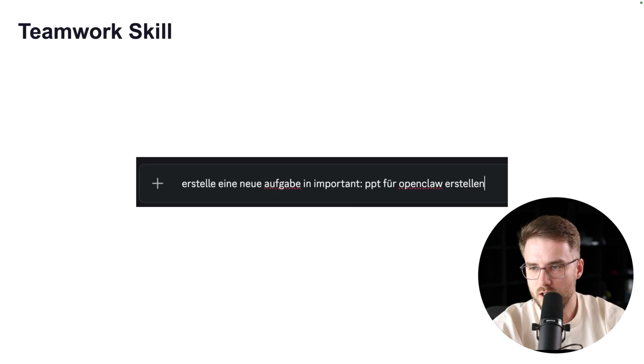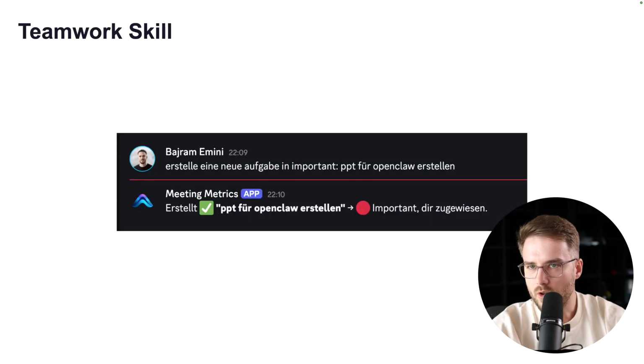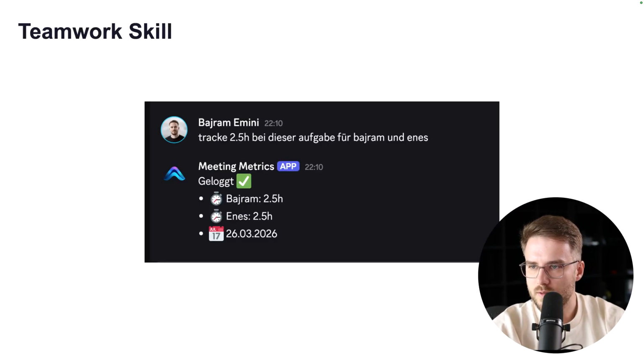I can also just tell it, create a new task. I'll put it in important, create PPT for OpenClaw, and also the presentation you see was created with the help of OpenClaw. There I see a minute later it created the PPT, or rather the task, create PPT for OpenClaw. It assigned it, and then when I'm done or when I'm working on something, I can say track 2.5 hours on this task for Baris and Dennis. We both worked on it, and then it does that for that date. That was a few weeks ago now, but it's just interesting to see.